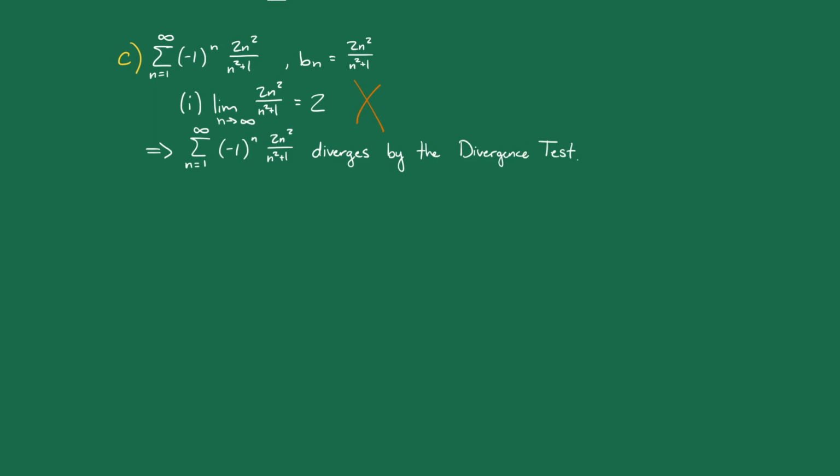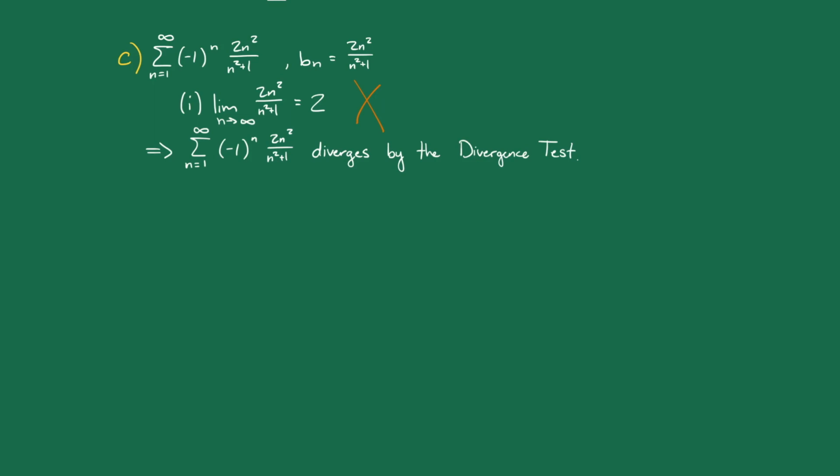Let's take a look at one more example. The sum from n equals 1 to infinity of (-1)^n times 2n squared over n squared plus 1. Here, we have that bn is equal to 2n squared over n squared plus 1. And now let's start applying the alternating series test. First, we take the limit of the bn's, and we find that the limit is equal to 2. In particular, the limit's not 0, and so automatically the series diverges by the divergence test.